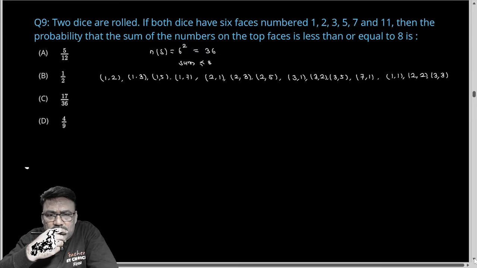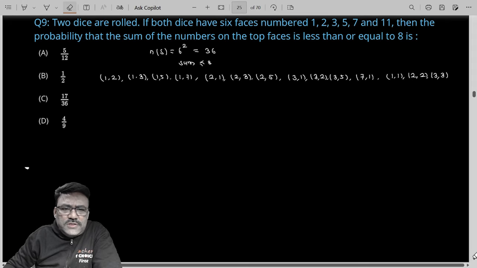Still I'm missing something here. 1, 2, 3, 5, 7, 11. Let me check why I'm missing. 1, comma 2, 1, comma 3. In fact, let me write once, fresh.